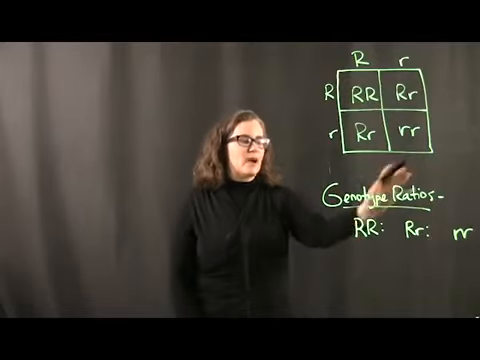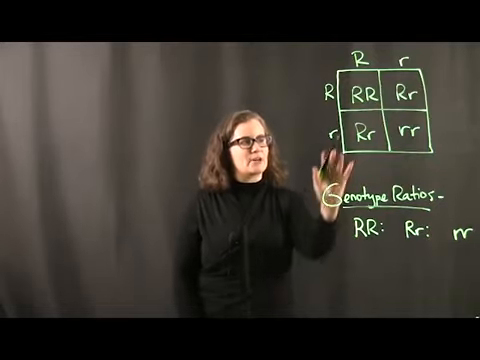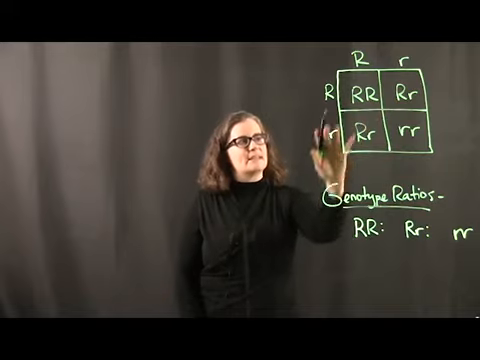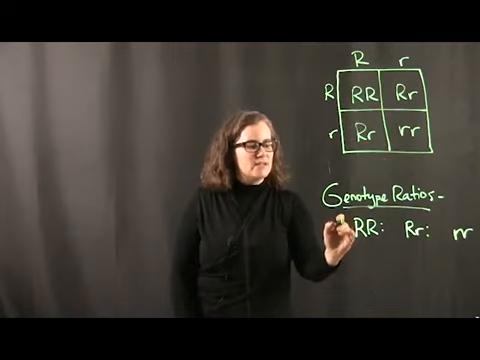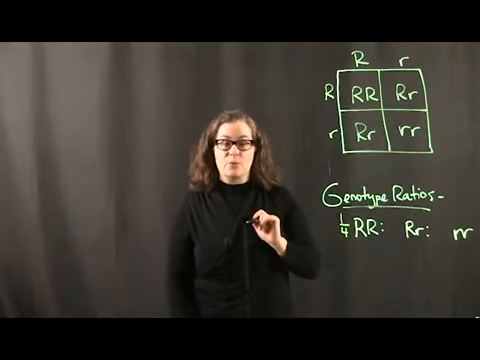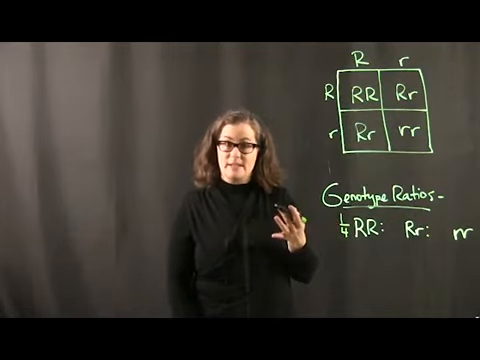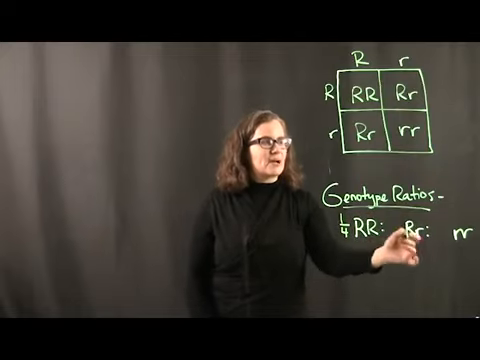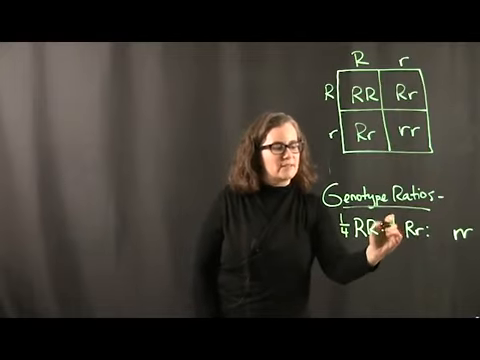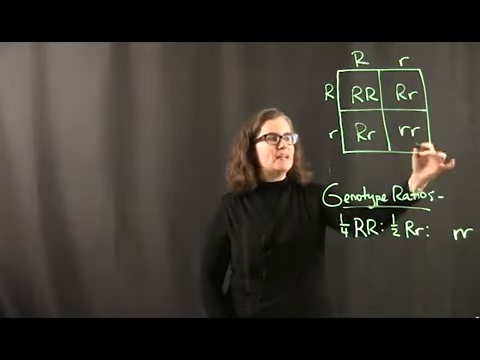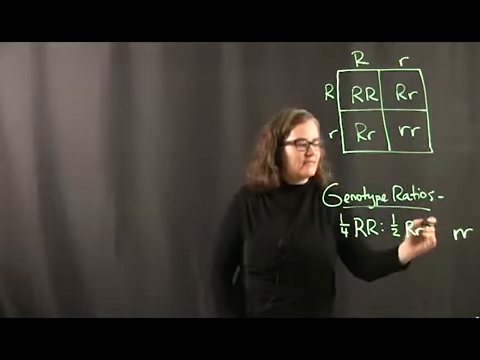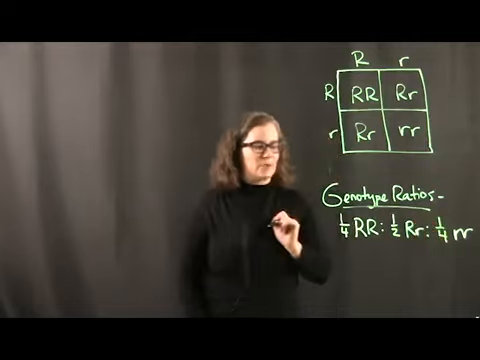Now we come back to our problem and we see how many capital R capital R offspring can we make given these parents, and we can actually only make 1 out of 4. So my ratio could be 1 out of 4, or you could write that as a percent, like 25% chance. How many of them are heterozygous? There are 2 out of 4. That is also 1/2, and so I will write that as 1/2. And then how many are homozygous recessive? That will be written as 1 out of 4.